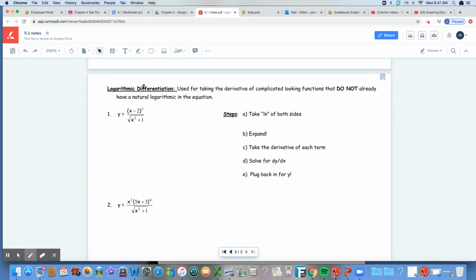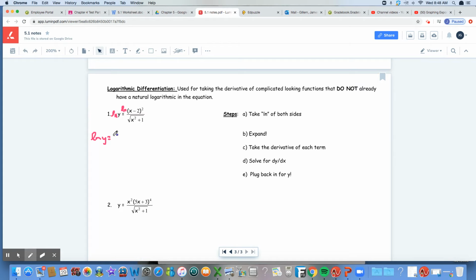If you see this on a quiz or a practice homework, it will say use logarithmic differentiation. First step here is to take the natural log of both sides. You're just going to take the natural log of this side and the natural log of that side. Then we are going to expand. There's nothing you can do with the natural log of y, so it's just the natural log of y equals. Now this is what we're going to expand. Remember, anything on top gets a positive, anything at the bottom gets a negative.